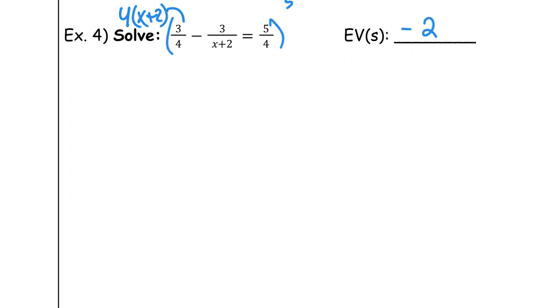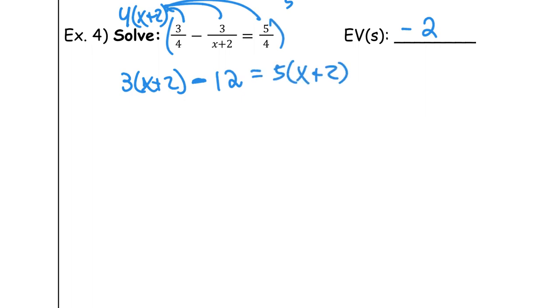When we multiply the first one, what cancels out? Leaving only the 3 and the x plus 2. Minus, when we multiply the next one, what cancels out? Leaving only the 4 and the negative 3. And then the last one, what cancels out? Leaving the 5 and the x plus 2. So then we just got to do some distributing and simplifying. So we got 3x plus 6.